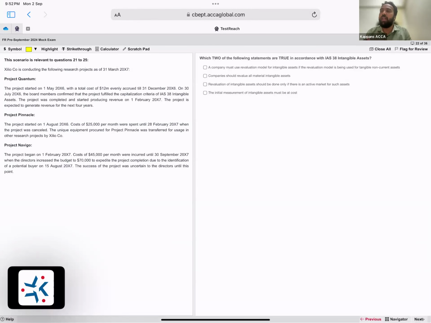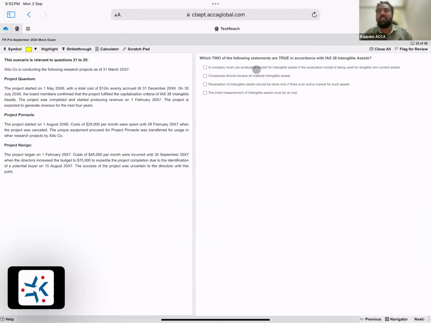Again, the next one is also a theory question. Which two of the following statements are true in accordance with IAS 38 intangible asset? A company must use revaluation model for intangible asset if revaluation model is being used for tangible non-current asset. No, false. It has nothing to do with tangible non-current asset. Intangible asset is a separate accounting standard. Company should revalue all material intangible assets. That is again not true.